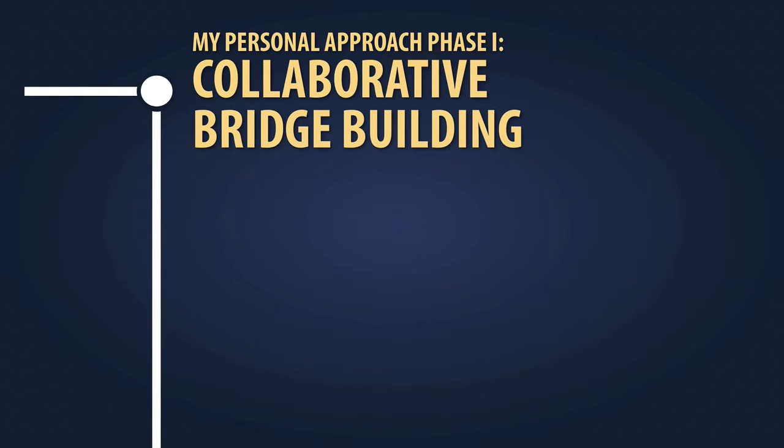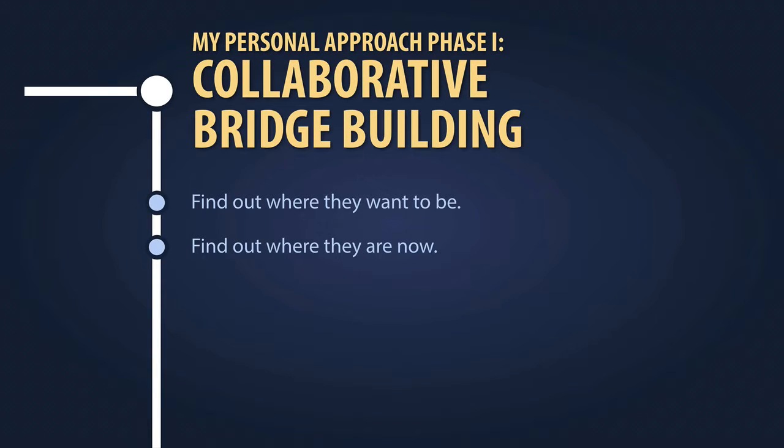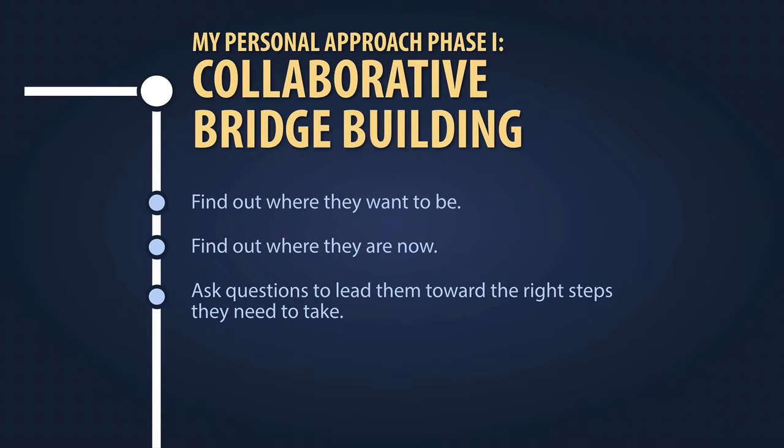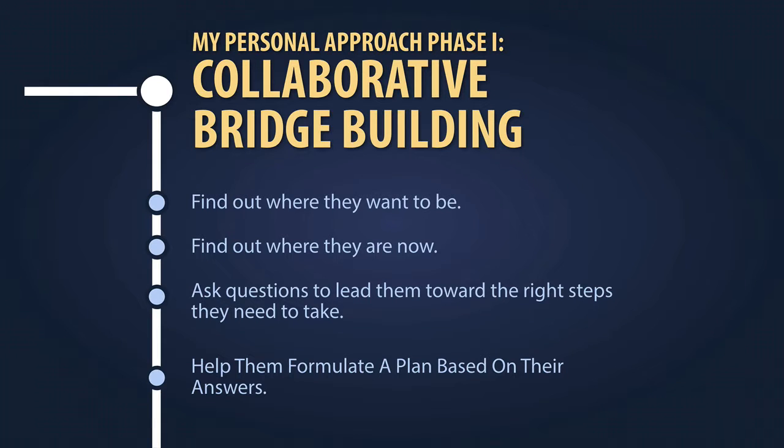All right, so first thing we do is we want to do something called collaborative bridge building. And there's a couple steps to it. Step number one, you want to find out where they want to be. Step number two, you want to find out where they are now, and then you ask questions to lead them toward the right steps that they need to take. And finally, based on their answers, you help them formulate a plan, right?